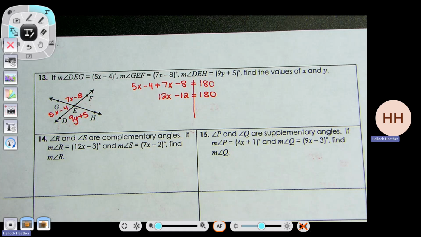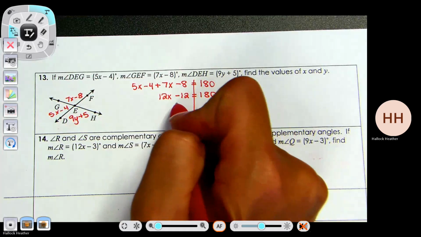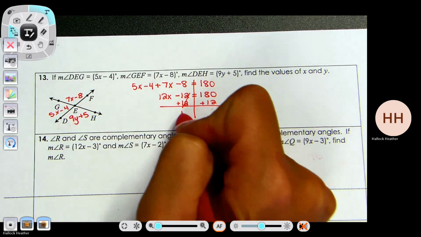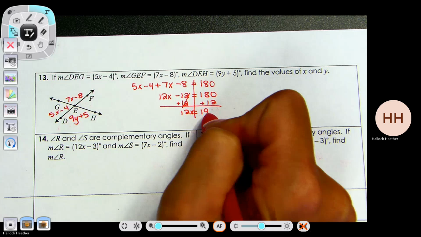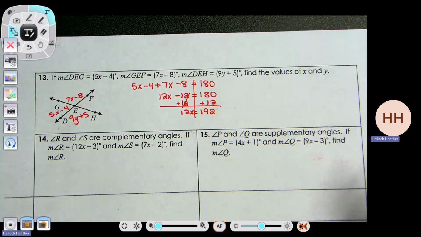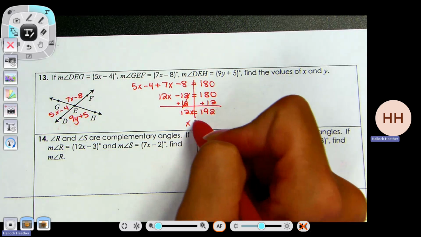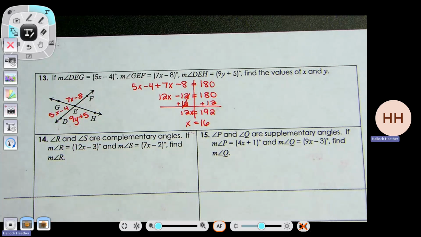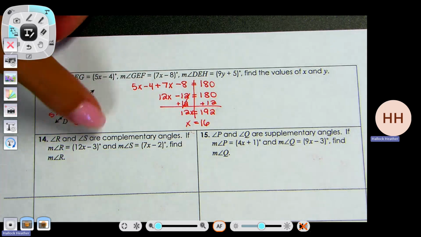-4, -8 make -12. I'm going to add 12 to both sides. Oh, I lied to them. What did you get for x? 16. So if I plug this back in, let's take a second. We're going to plug it back into both equations, not all 3, because that's y.